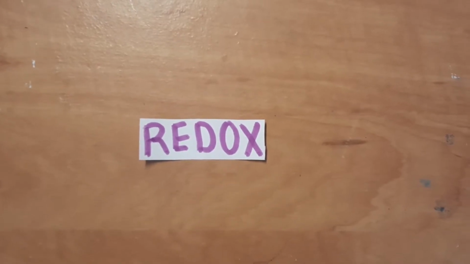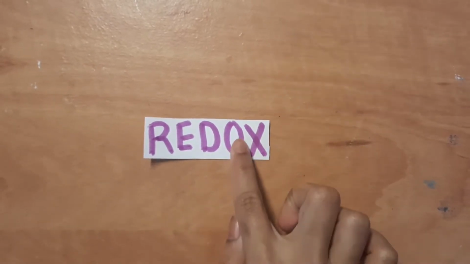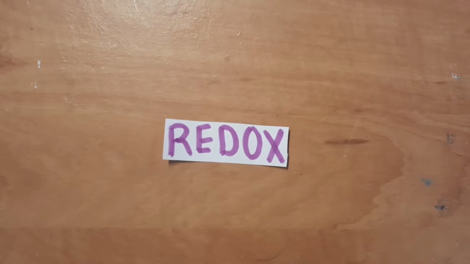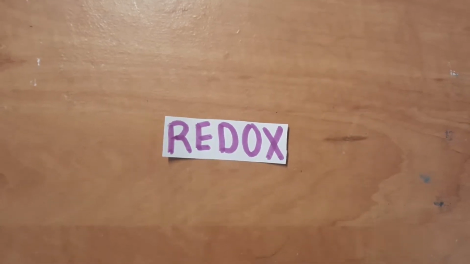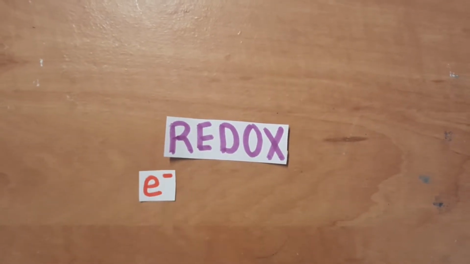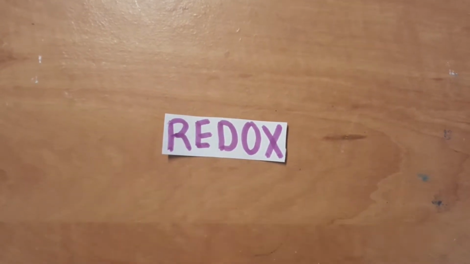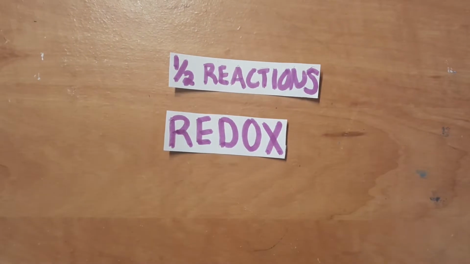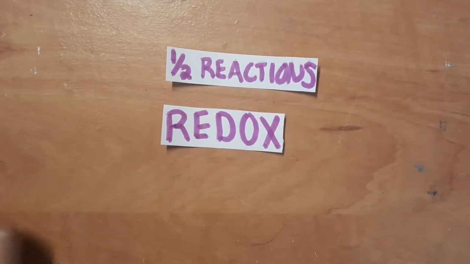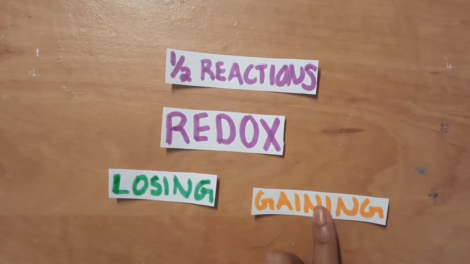Welcome to today's lesson where we will be looking at balancing redox reactions. Balancing redox reactions has two fundamental steps, balancing the electrons and balancing the number of atoms. As a quick refresher on what redox is, it is essentially two half reactions, in which one is losing electrons and the other is gaining electrons.